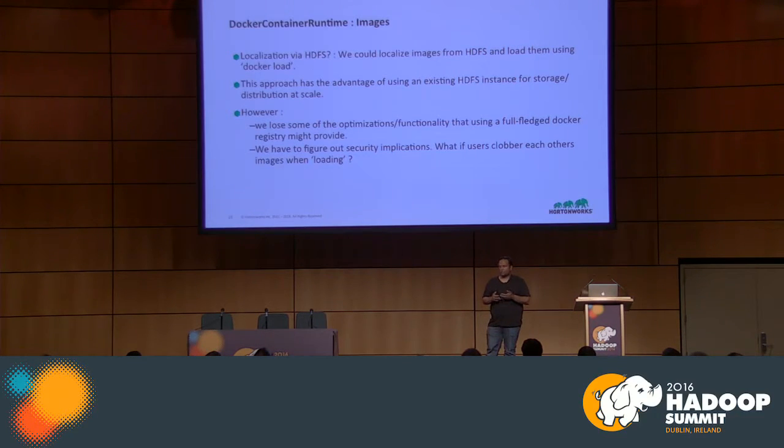So there are pros and cons with each of these approaches, so we have to figure out what to do here. One of the other disadvantages of just using HDFS and loading images is there's no way to namespace these images correctly. That's more of a Docker limitation in some sense: if two different users want to use the same name for the image, that's not quite possible unless you namespace them somehow. So we have to figure that out as well. So that's about the registry bits.